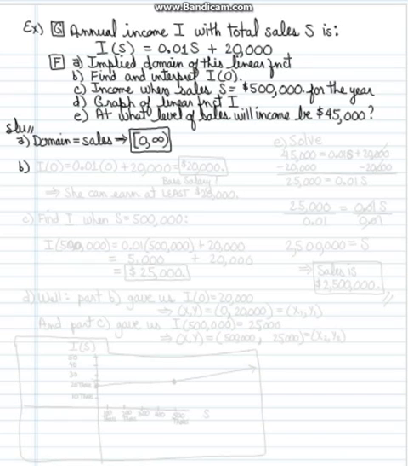Part B, we're going to find and interpret I of 0. So I of 0, let's find it. It's equal to, we're going to use the formula, 0.01 times S, which is 0, plus 20,000, which means it's equal to $20,000. So even if she has no sales, she's going to make $20,000. We're going to call that her base salary. That's our interpretation of what this is.